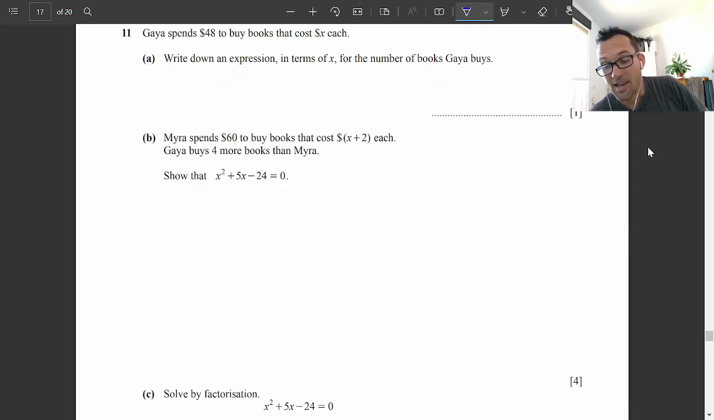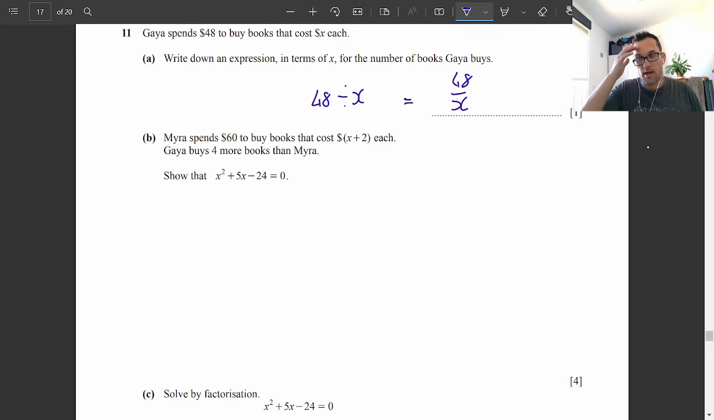Question 11. Gaia spends $48 to buy books at the cost of X dollars each. Write down an expression in terms of X for the number of books Gaia buys. Right, imagine we knew what X was. Imagine X was 4. So we want to know how many books she bought. If she spent $48, we would do $48 divided by 4. Answer, she bought 12 books. Now we need to do the same, just we don't know how many books it is. So we do 48 divided by X, whatever X is. You can write it like this, or you can write it as a fraction. Both answers are correct.